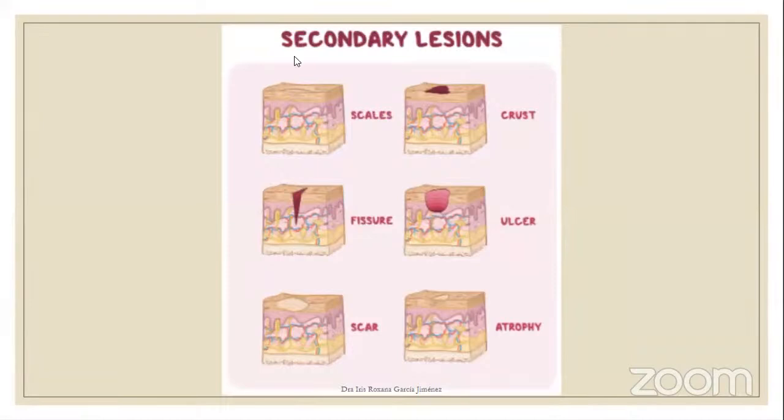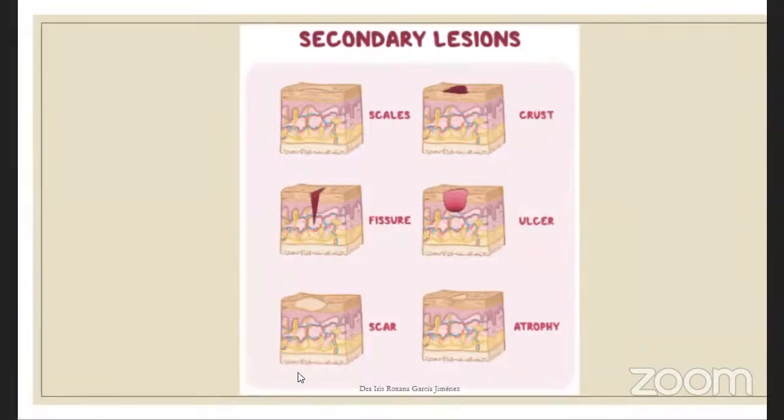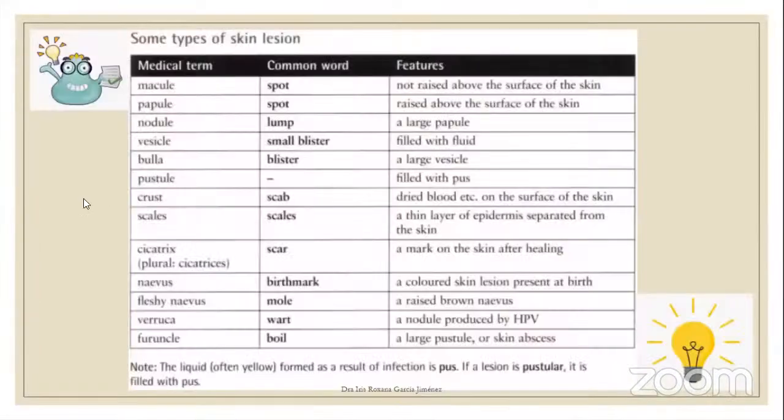We are getting into the secondary skin lesions, so we can say scales, crust, fissure, ulcer, scar, atrophy. Okay. This chart is so important. Why? Because I'm going to consider this for homework and the final test, okay?